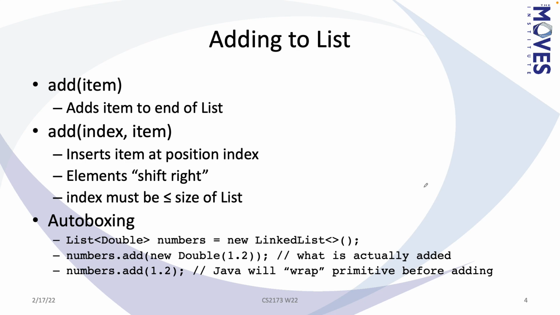Okay, now adding to a list. Lists are different than sets in this regard. Of course, we've seen adding an item, which adds it to the end of a list. However, the add method is overloaded in lists in that we can add to a particular index. If I say add index and then the item, it inserts the item at the index of the first argument and then shifts everybody to the right. So this is a fairly expensive operation if you have a large list.